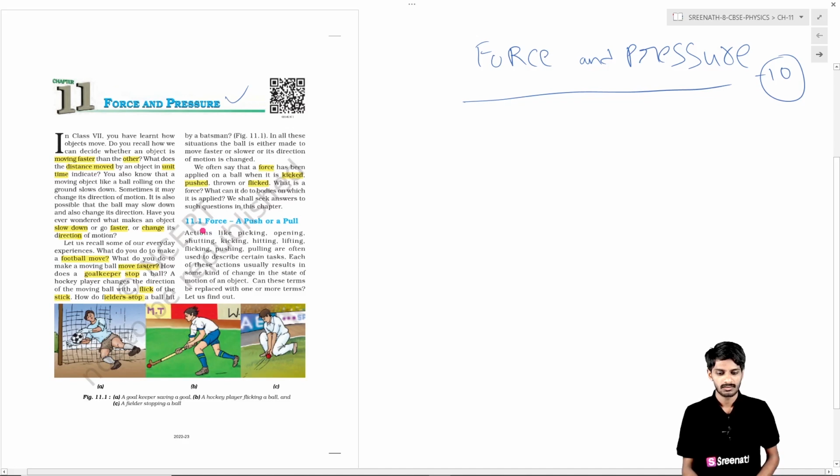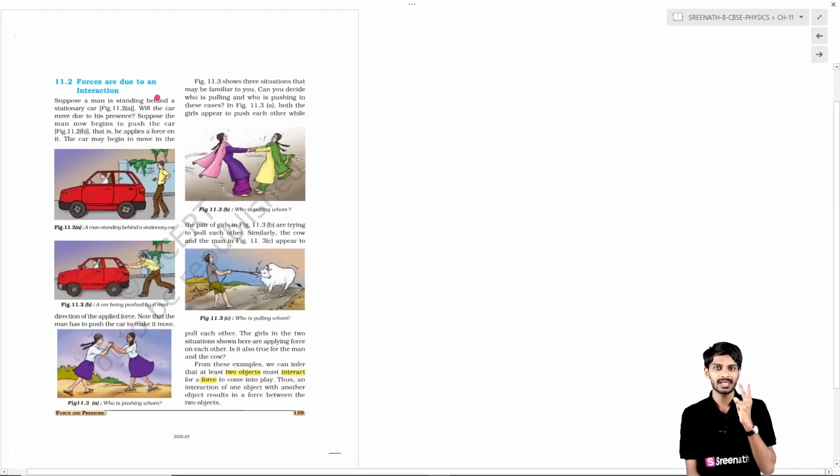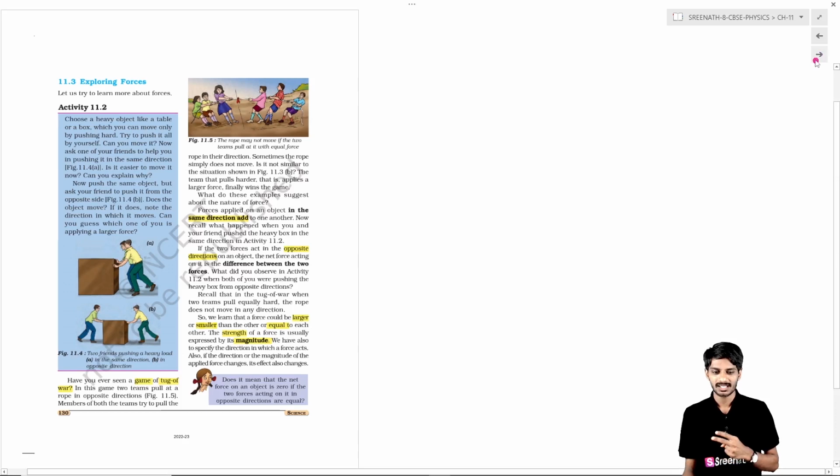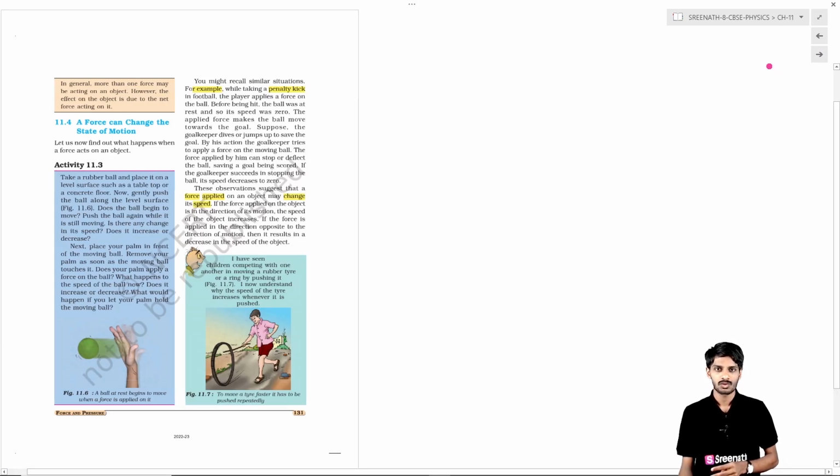The first topic is force. What is meant by force? Force, a push or pull. The second topic, forces are due to an interaction. The third topic is exploring forces. The fourth topic is a force can change the state of motion.